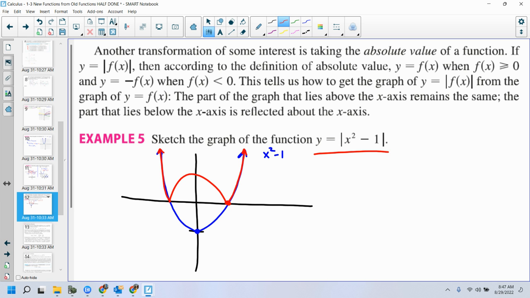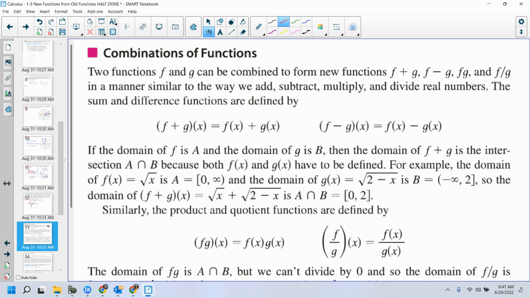All right. And the last thing that we're going to talk about is combinations and compositions, I guess. There's kind of two other things. Two functions, f and g, can be combined to form new functions, f plus g, f minus g, f times g, f divided by g, in a manner similar to the way that we add, subtract, multiply, and divide real numbers. We can create operations of functions just like we do with operations of anything else.